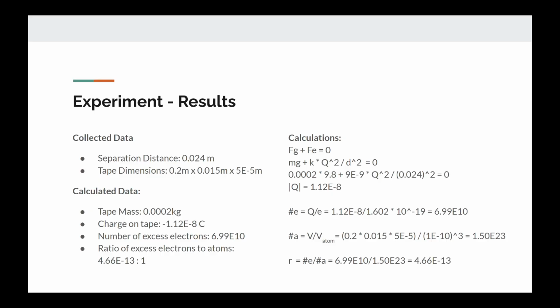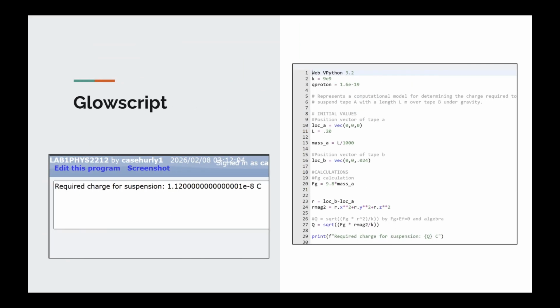A GlowScript code was written to verify these results. This led to a similarly calculated 1.12 × 10^-8 coulombs required for suspension, which is the same as the value calculated before. This was carried out by very similar formulas as before, and the proper code for this can be seen on the right.